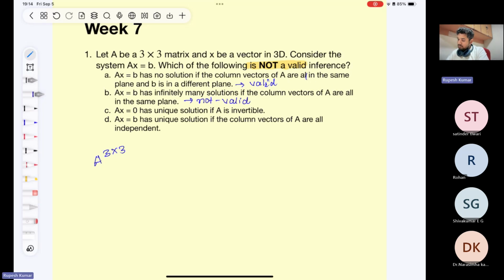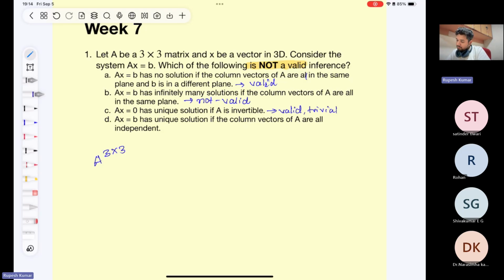Then AX equals 0 has a unique solution if A is invertible. Is that true? A is an invertible matrix, and AX equals 0 has a unique solution. Can anyone tell me what that solution will be? It will be the trivial solution, and that will be the only solution. Why? Because you are spanning all the 3D space, so you don't get any other vector which is orthogonal to all the three vectors.